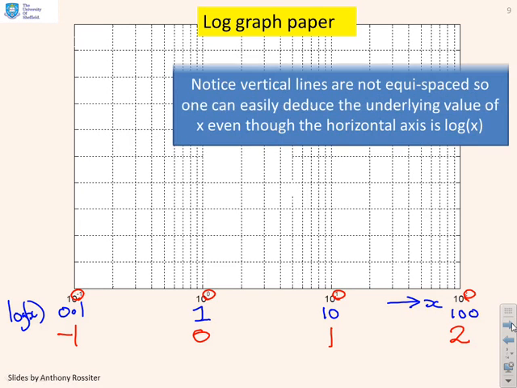Now to make this a little bit easier, you'll notice these vertical lines are not equispaced. So you're now looking at these lines saying, what do these lines represent? Well, I happen to know that the first line represents a value of x equals 2, the second line a value of x equals 3, the third line x equals 4, and so on. And if I go to the next decade, the first line will be 20, the third line will be 30, and so on. So you can see the spacing for different values of x is not the same.